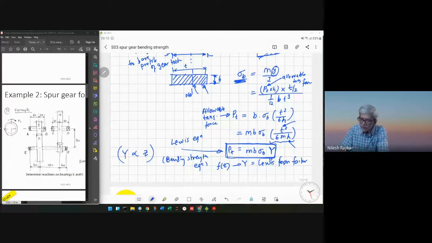So looking at this equation, can you tell, out of pinion and gear, the pinion is the smaller gear and the gear is the larger part of the pair. So between pinion and gear, which will have higher strength? Note that here PT is the allowable tangential force. So which can take higher tangential force? Pinion or gear?